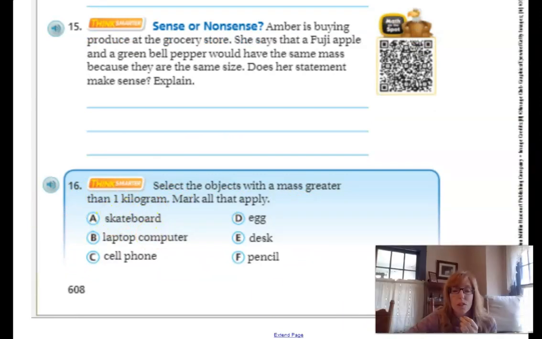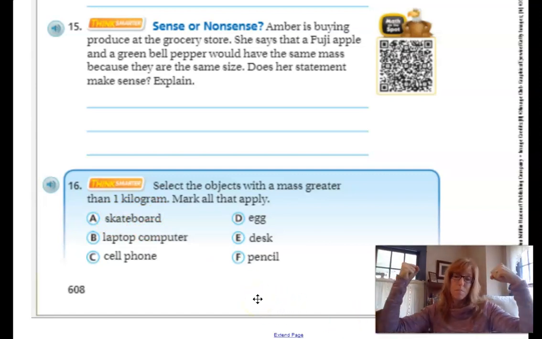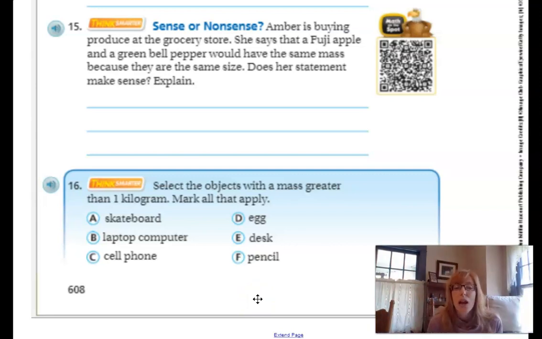All right, so this one is, if you have to use your muscles, even a little bit, then you're going to have 1 kilogram, which is like a pineapple or a loaf of bread, okay? So a skateboard, do you have to use any muscle to pick up a skateboard? So hopefully you are choosing skateboard.